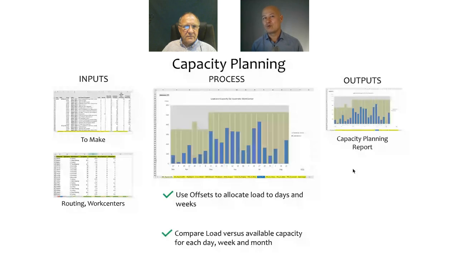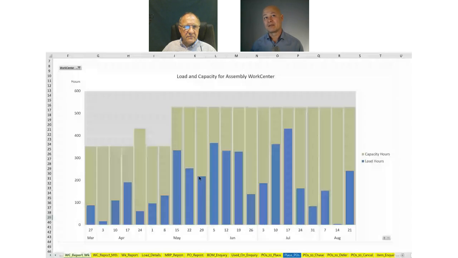So this is a view where we're comparing load against available capacity for every day, week, and month. If we zoom in and have a little look at the details of this, if we have a situation where the load hours, the blue, is way below capacity hours, the brown, then we've got excess or spare capacity, and this is capacity that can be taken up with new last-minute demand.